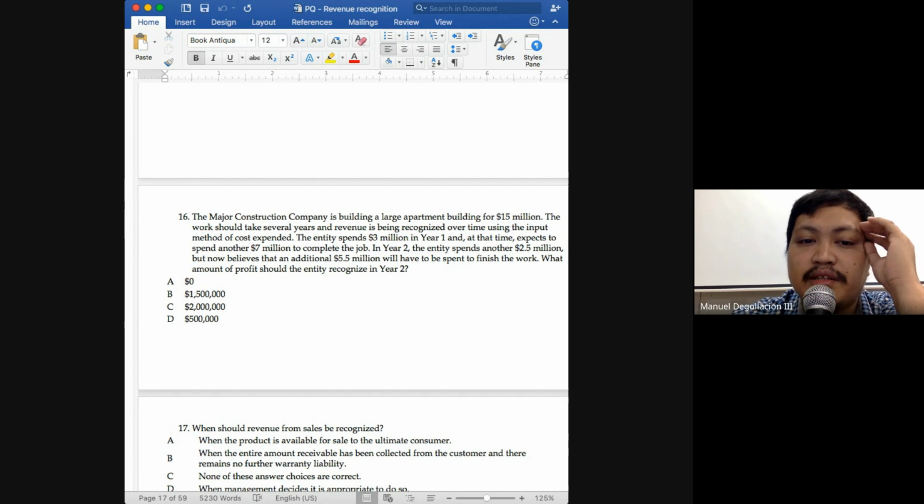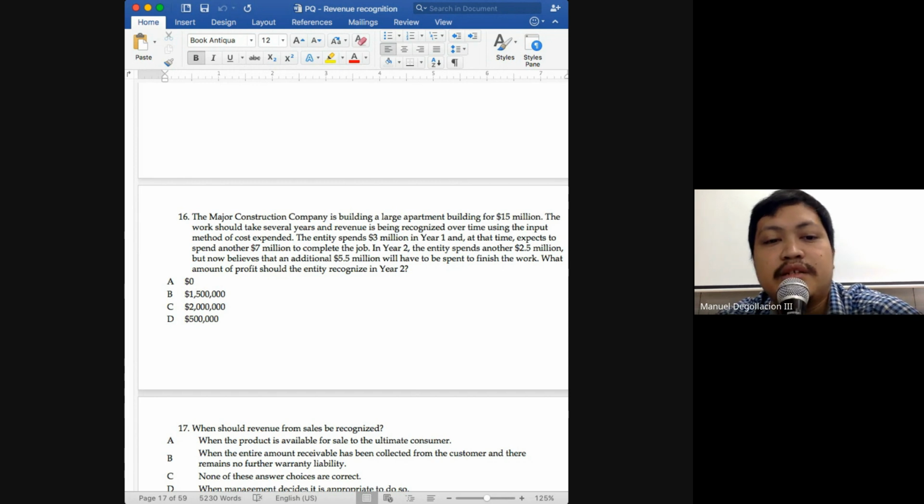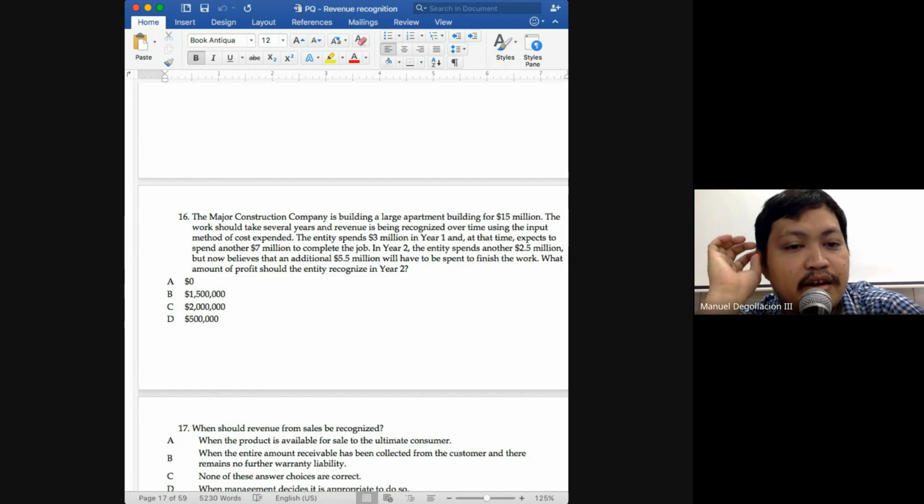And we will not recognize the entire 5 million yet because we will recognize revenue over a period of time. So we will use the percentage of completion. How much is our percentage of completion? 30%. That means we have only earned 30% of the profit. So how much then is the 30% of your 5 million? That would be 1,500,000. But that is not the answer because the question is asking for year 2.